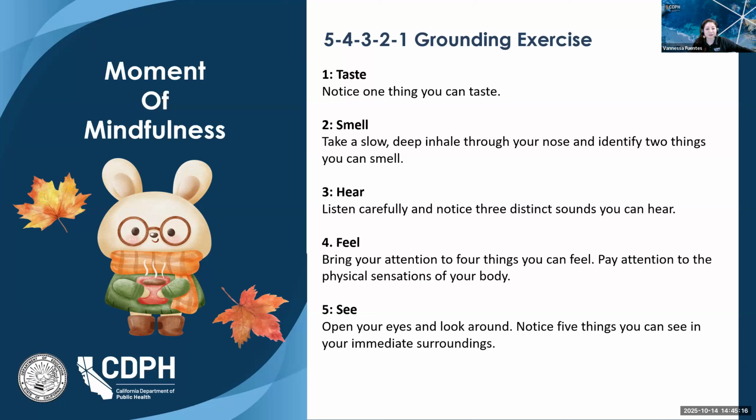Number 4, feel. Bring your attention to 4 things you can feel: the cozy texture of your sweater, a cool breeze on your skin, the warmth of a mug in your hands, the ground beneath your feet. And what do you see? Maybe orange or red leaves, pumpkins on porches, long shadows from the autumn sun, people bundled in scarves, a squirrel gathering acorns. Thank you very much for being with me through this exercise.